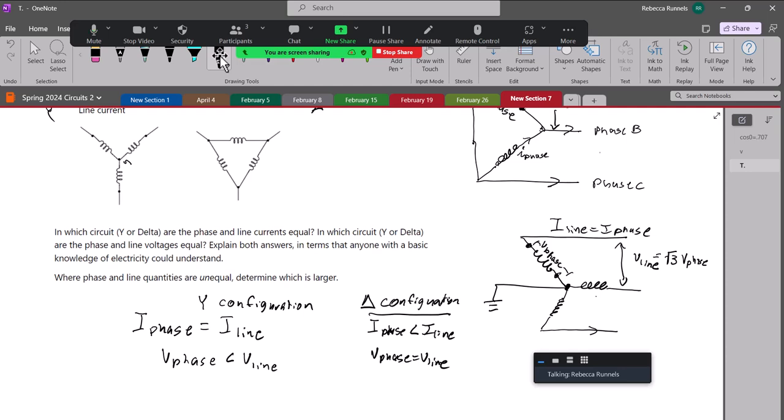If you're multiplying by root 3, wouldn't it be more? Wouldn't it be greater? For the Y configuration, it's V line is equal to square root of 3 V phase. Oh wait. Yeah. Okay. All right. Any other questions? All right. Moving on.